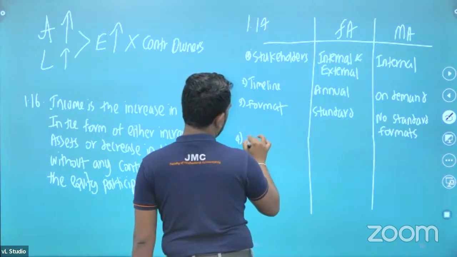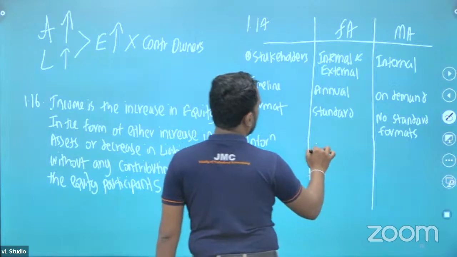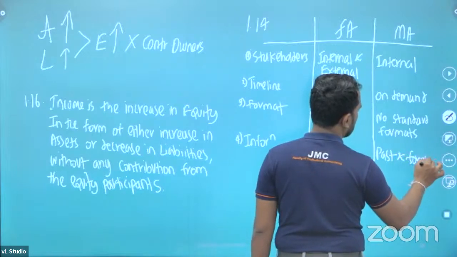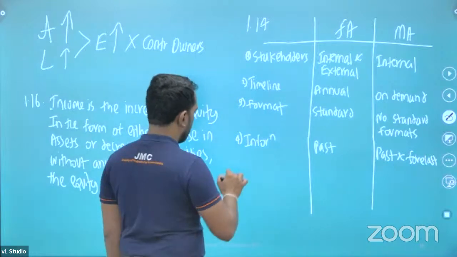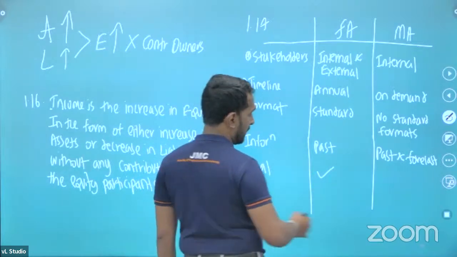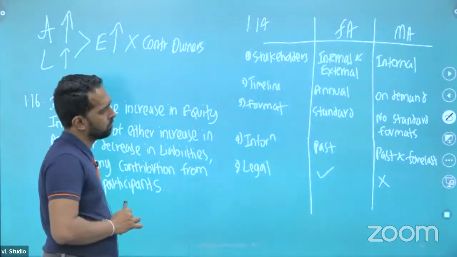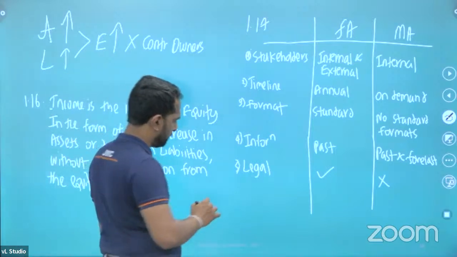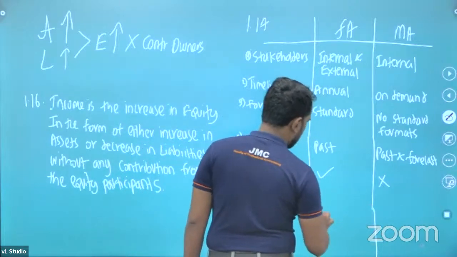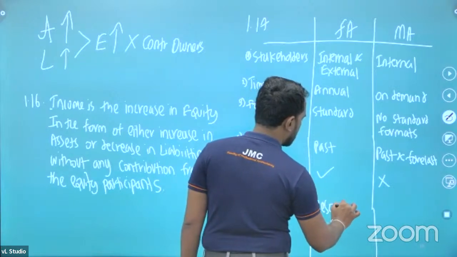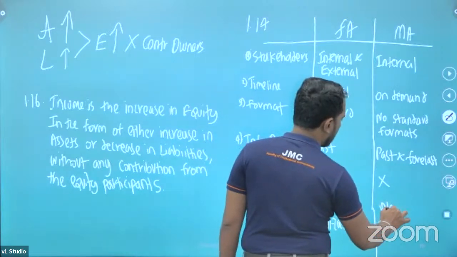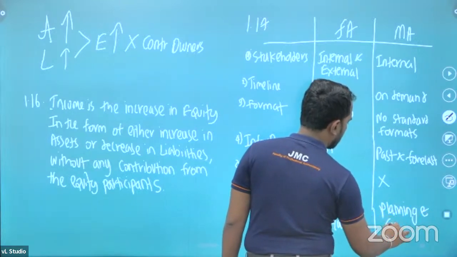If you look at the nature of the information, financial accounting is basically about past information. Management accounting, past and forecasted. Then legal requirements: yes, financial accounting is a legal requirement. Management accounting is not. And the decisions you take: financial accounting is basically decisions on resource utilization. Management accounting is basically about planning and controlling.